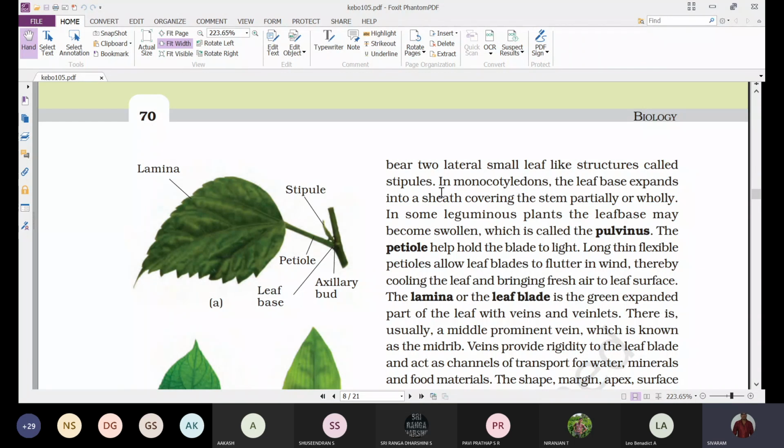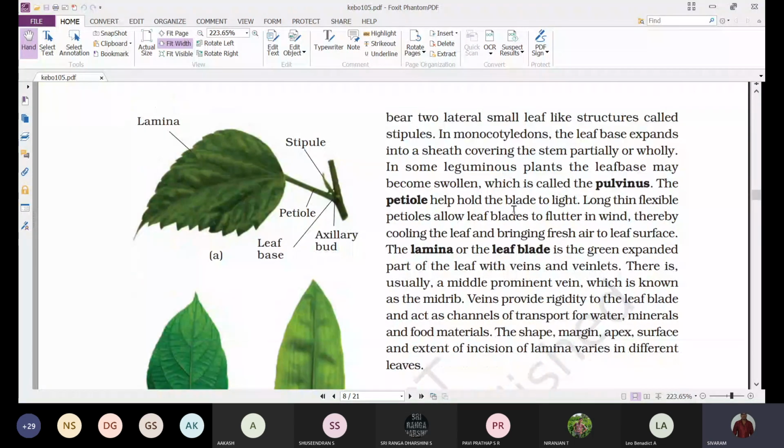And next, the petiole helps hold the blade to light. The stalk of the leaf we call a petiole, and it holds the blade. Blade means the lamina, and it exposes it to the light. Long, thin, flexible petioles allow the leaf blade to flutter in wind. That means it moves according to the wind currents.